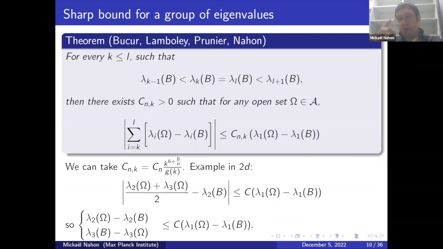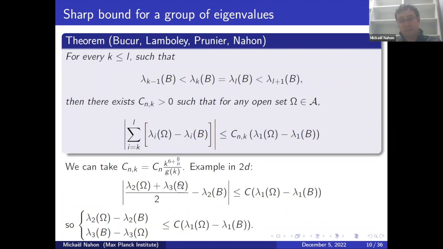So for example, in 2D, they are always of multiplicity 2. Then the sum of lambda i of omega minus the sum of lambda i of B is bounded linearly by the deviation of lambda 1, with a very similar constant in front. So for example, in 2D, you can say that the deviation of the arithmetic mean of lambda 2 and lambda 3 is linearly bounded by the deviation of lambda 1. And you can even weaken this inequality a bit to see this as a linear band, but only on one side of lambda k.